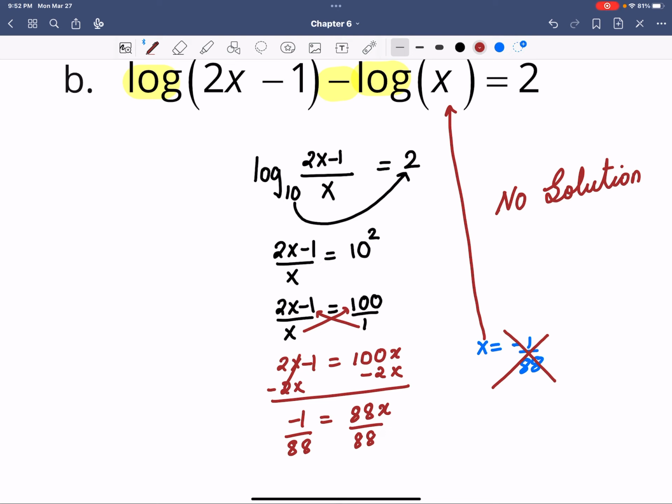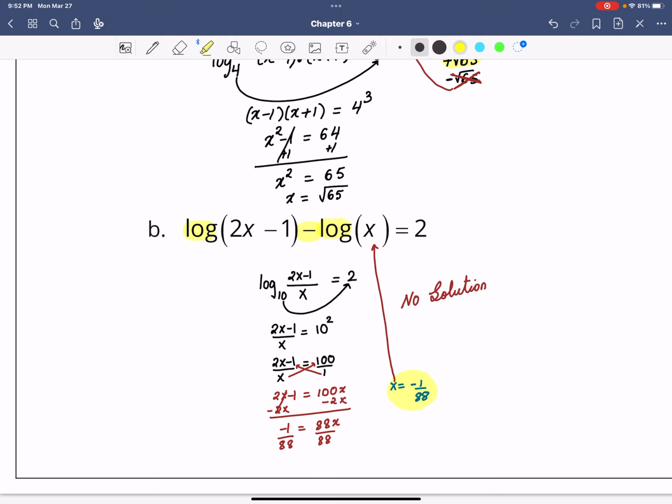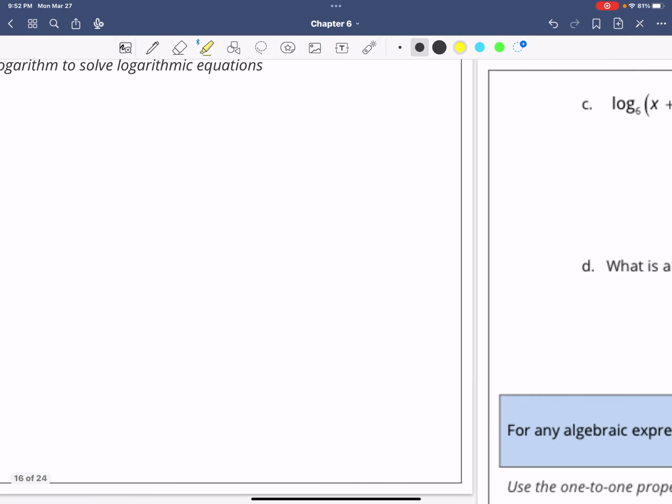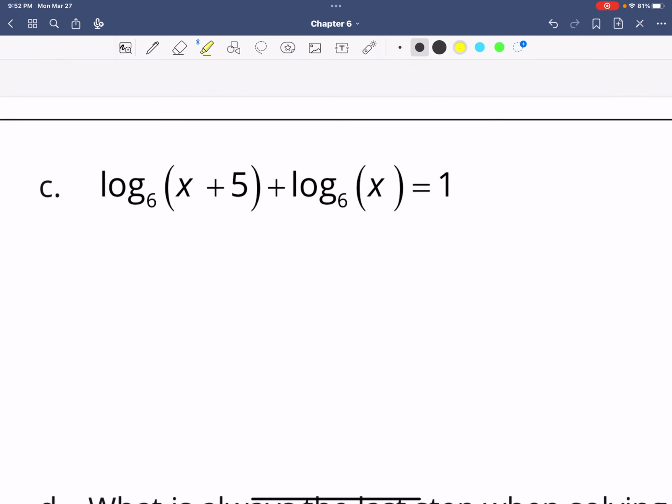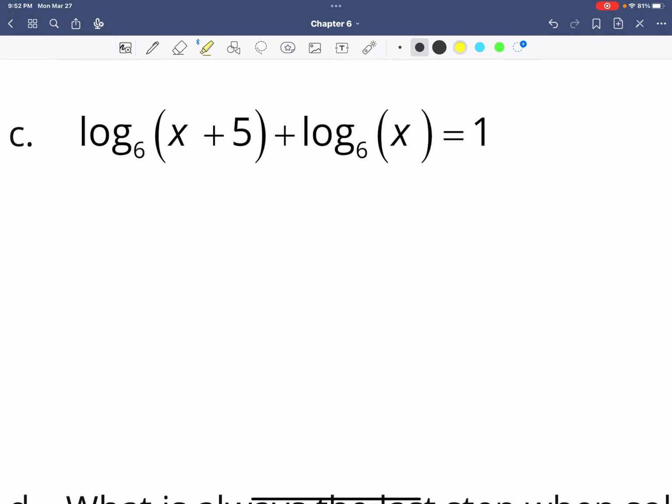So a good practice is once you have your answers, you should always go ahead, plug it in and see if you end up with a negative log. And in this case, I do end up with a negative log because when I plug in here, I get a negative and I cannot find the log of a negative number. So this one has no solution. Now let's go ahead and take a look at the next one. Hopefully this does have a solution.